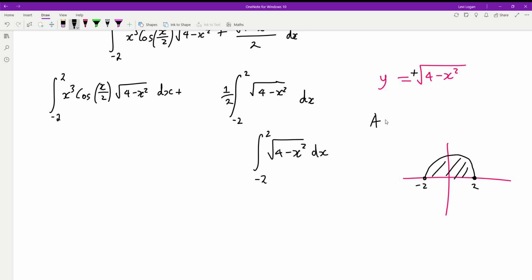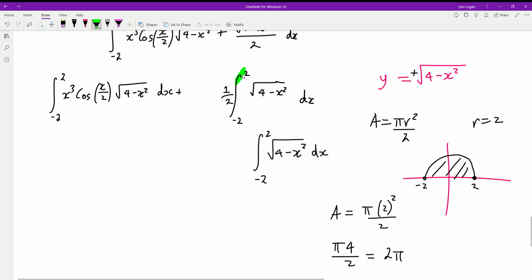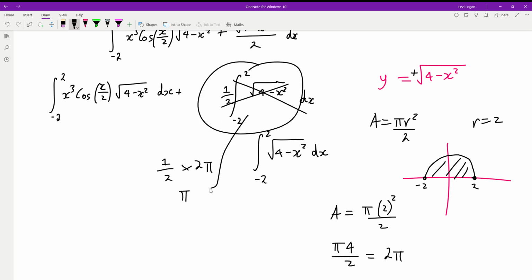The area of a circle is pi r squared, and we want half that circle, so divide by 2. The radius in this case is 2, so the area is pi times 2 squared on 2, so pi times 4 on 2, so we have 2 pi. That would replace this entire integral here. If we put the 2 pi there, we have a half times 2 pi, and a half times 2 pi is just pi. So that entire bit just turned into pi.